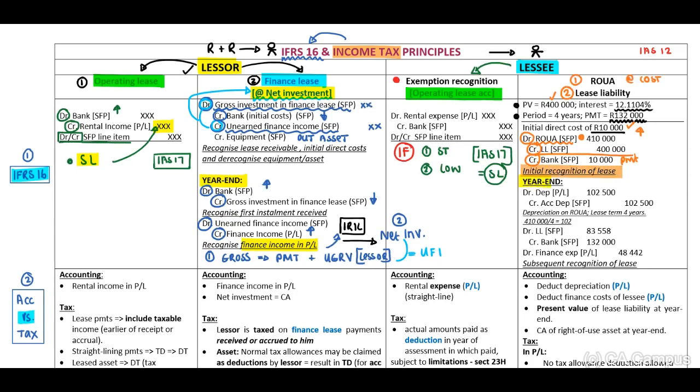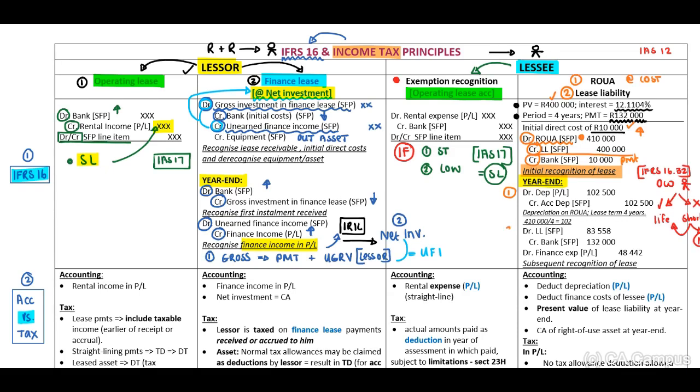Then at year end, your subsequent recognition, we need to recognize the depreciation on the right of use asset. Now, you will remember in terms of IFRS 16 paragraph 32, we need to identify if ownership will transfer to our lessee. If yes, you need to use the useful life of your asset to calculate depreciation. If no, you need to identify the shorter of either your useful life or your lease term, and then calculate the depreciation on the right of use asset.